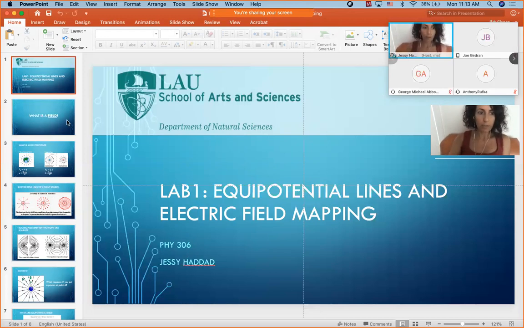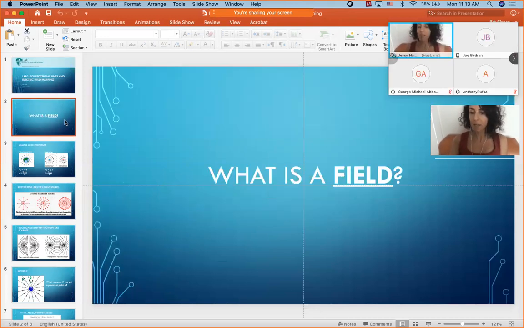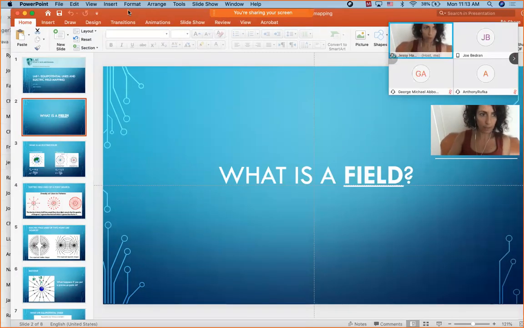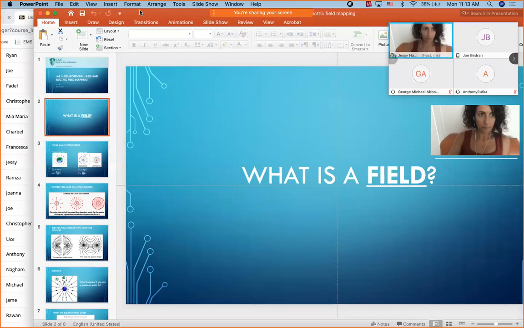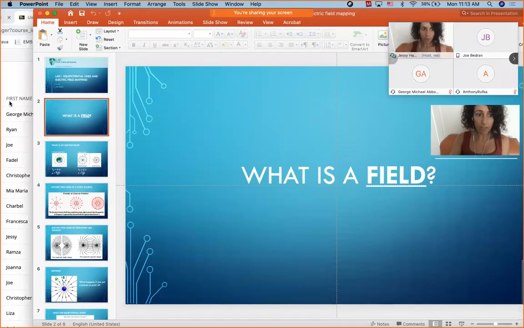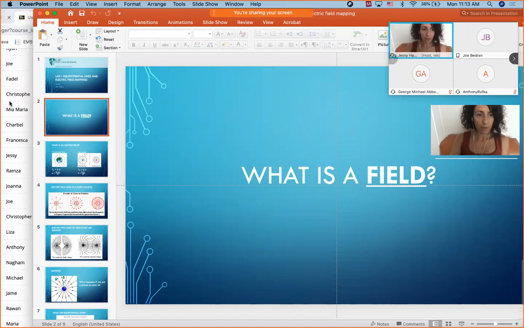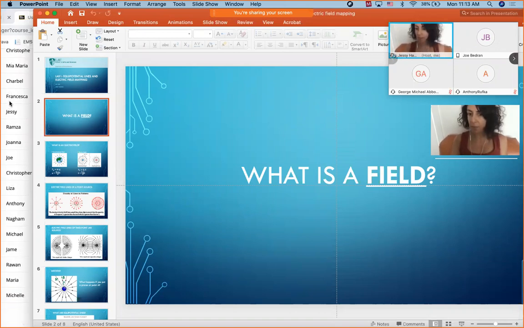So, all right, I need your input here. What is a field? We talk about electric field, we talk about gravitational field, we talk about magnetic field. What is it? How can we test it? Anybody would like to speak up? I want to see the names. Is Fadel here? Or Mia Maria? Francesca, I saw Francesca's name a few minutes ago. So please speak up.